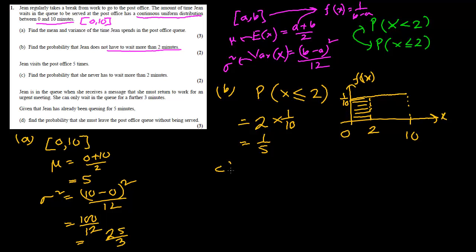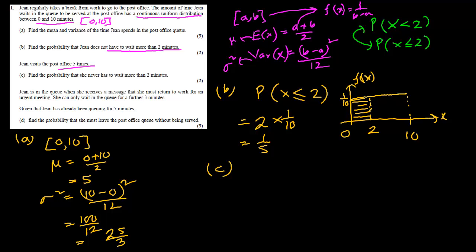Question C says, Jean visits the post office 5 times. So you have to go there 5 times. You go there first time and you go there second time. So it could be you go there Sunday, Monday, Tuesday, Wednesday, Thursday. That means you go one day and you go the next day and you go the next day. They said find the probability that she never has to wait more than 2. That means the probability of not having to wait more than 2 is 1 by 5.